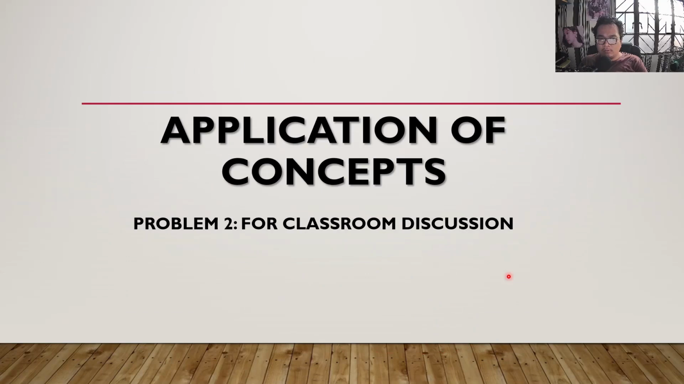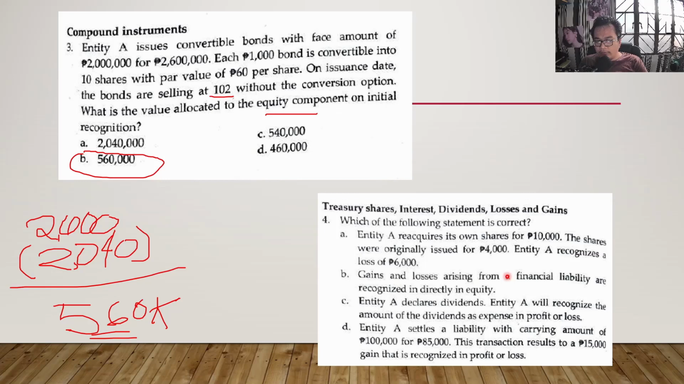Okay, tapos sa letter D. Entity A settles a liability with a carrying amount of 100,000 for 85,000. The transaction results to a 15,000 gain that is recognized as a profit or loss. So, 100,000 yung utang niya, pero binayaran niya lang ng 85. So, good for him, di ba? Kasi 100,000 yung utang, pero 85 lang binayad niya.